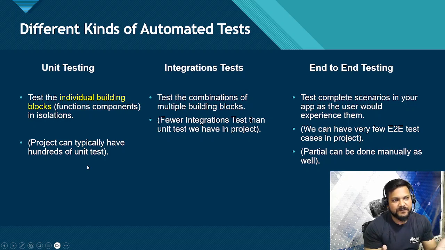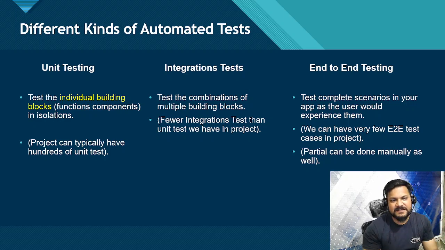On the other hand, we test the combination of multiple building blocks, like integration testing. In integration testing, in one unit test we mostly have a single logic, while in integration testing we can have multiple unit tests. There is a good chance that integration test cases are fewer than unit tests, because in unit tests we cover all the source code, but in integration we cover particular scenarios, or I can say particular cases. And then the third one is end-to-end testing.